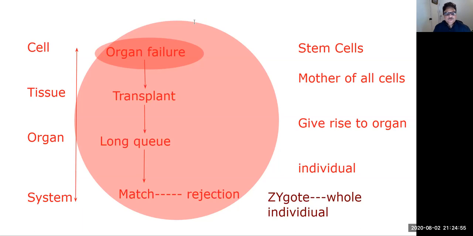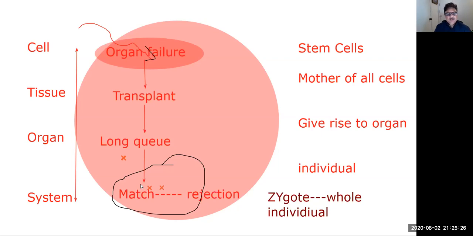So let's consider a situation where there is an organ failure in an individual, and there are no chances to find a good match. The chances are very bleak to find a matching donor, right?